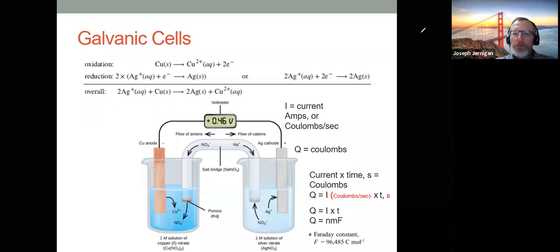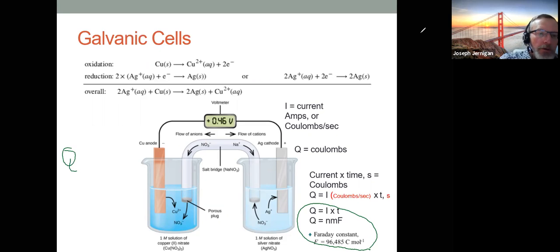Now we get a voltage, right? That gives us the thermodynamics. The current gives us the ability to actually quantify the chemistry. We do that by measuring current over time and multiplying by time, which gives us coulombs. And the final piece of this, I'm going to circle it right down here, is that you can convert those coulombs into moles of substance.